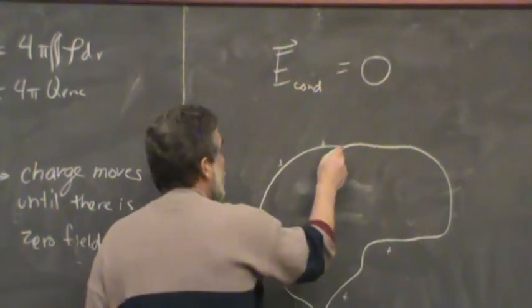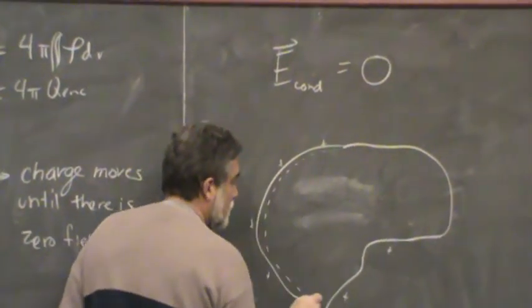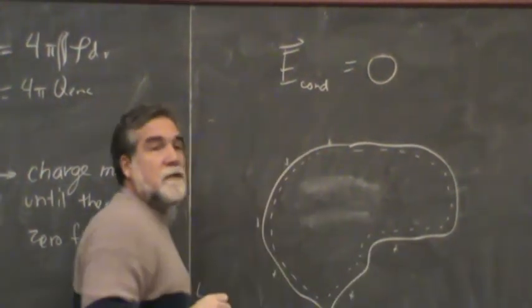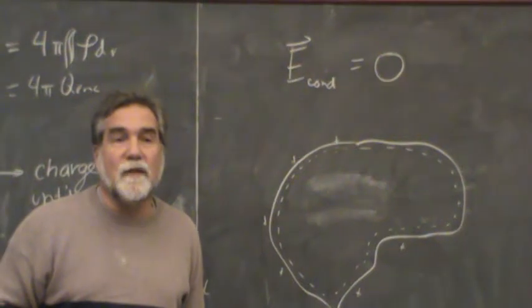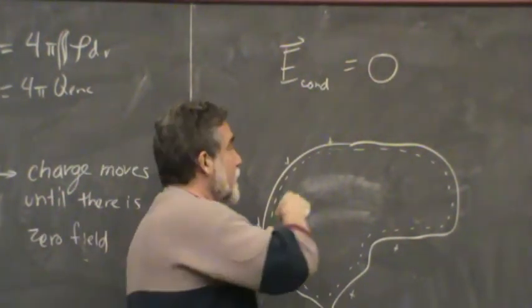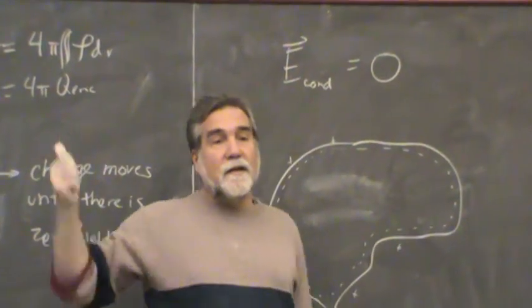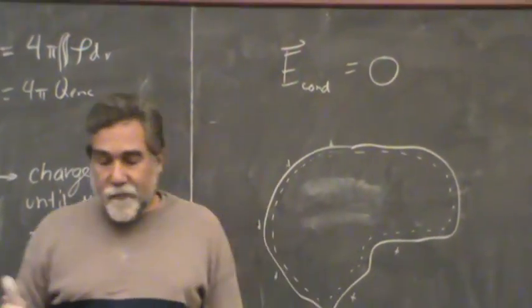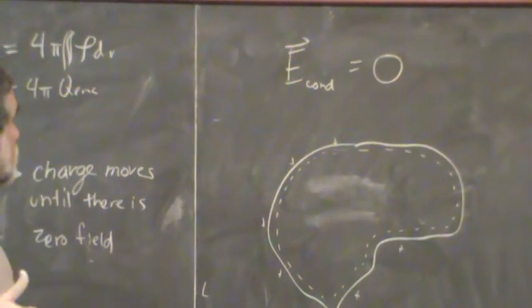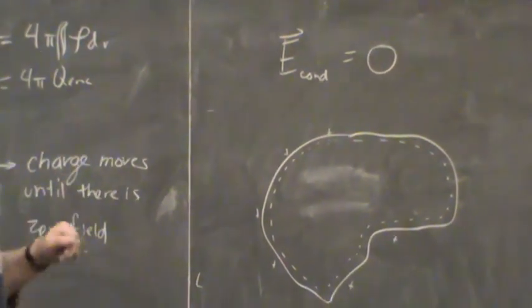Why is that? Because I can always choose a Gaussian surface just inside the surface of the conductor. And the flux through that surface must be zero because the electric field is zero. So that means that all the charge has got to go to the outside because there's no charge enclosed, right? So that's one quick conclusion: all charge goes to the outside.